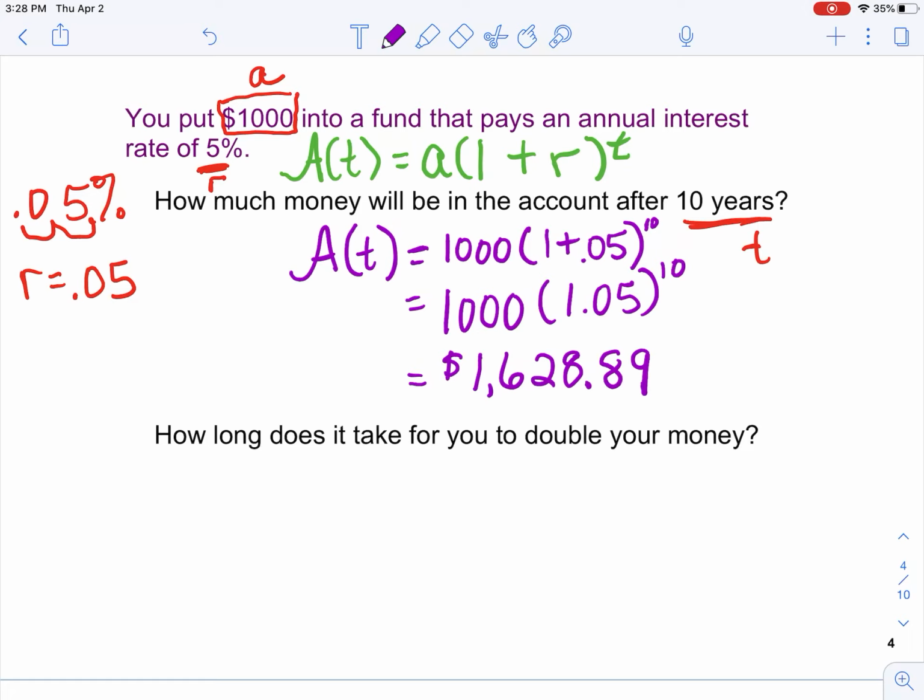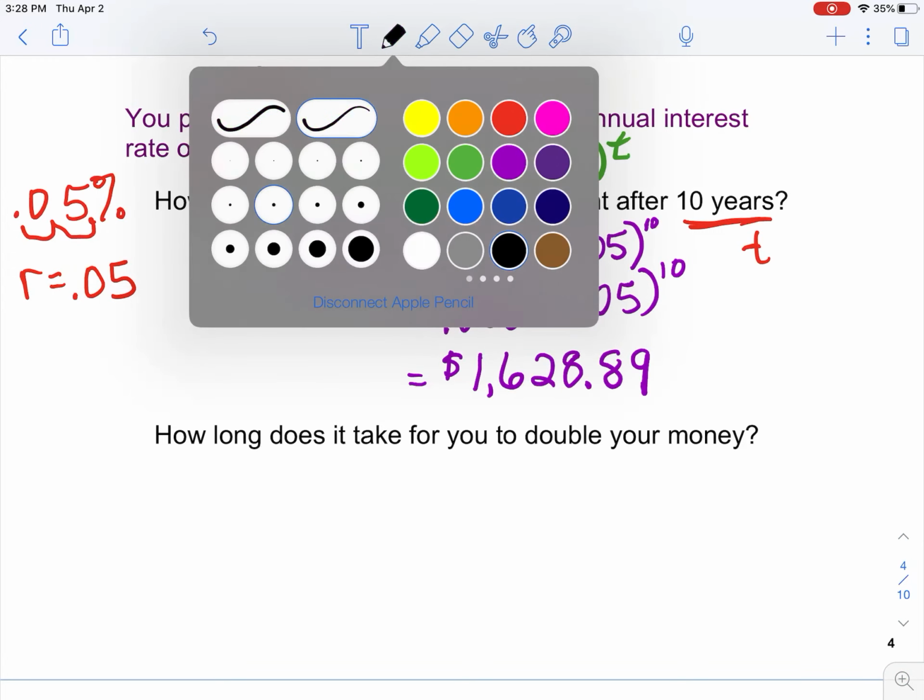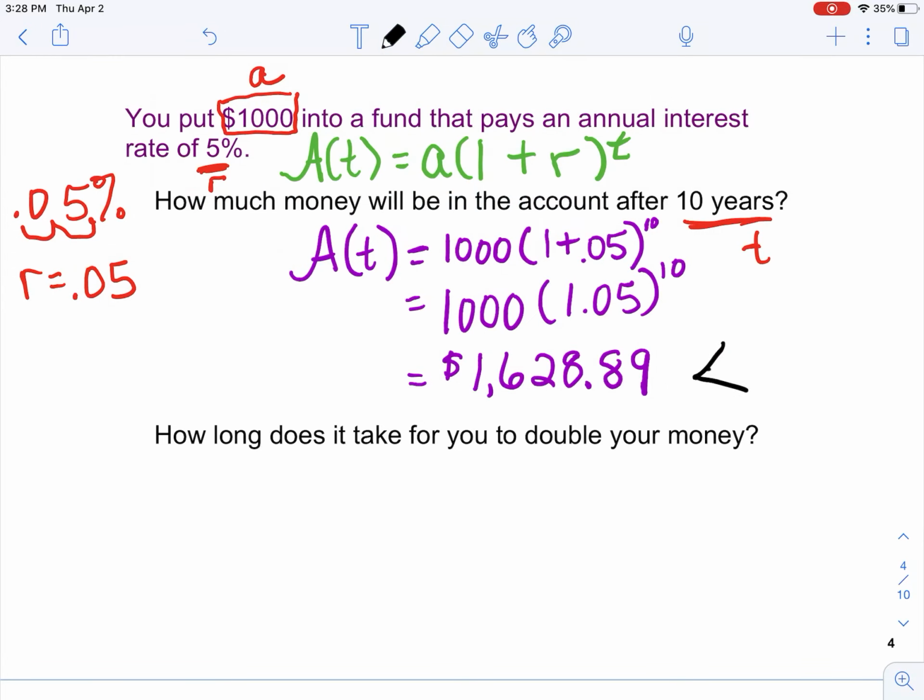$1,628.89. Anytime we work with money, make sure you round to the 100th, two decimal places. Okay, that's one of the biggest mistakes that Algebra 2 kids make, is they're like, oh, I'm just going to round it to the 10th, but what does 1,628.8 mean? Nothing. You have to have the 100th there. All right, let's go on to the next part of the problem.